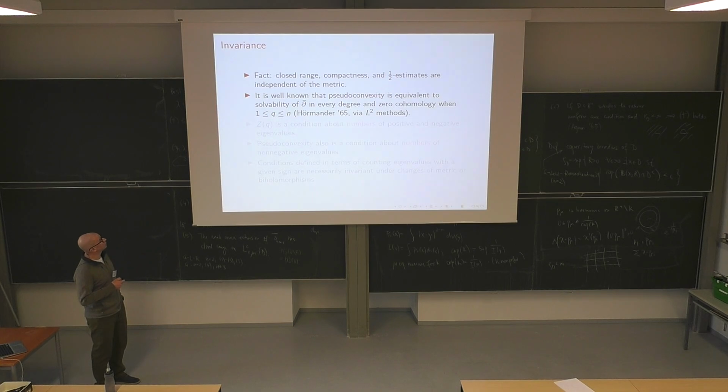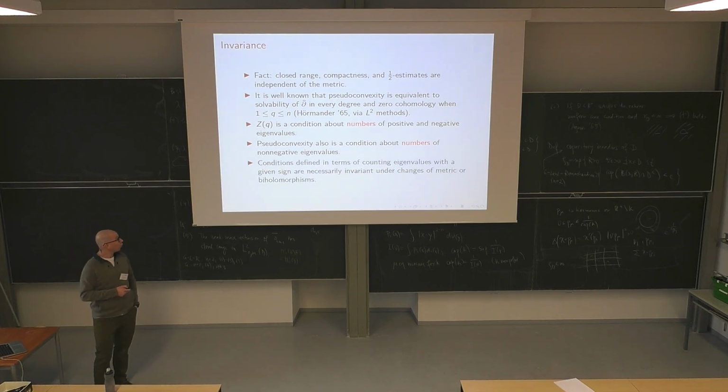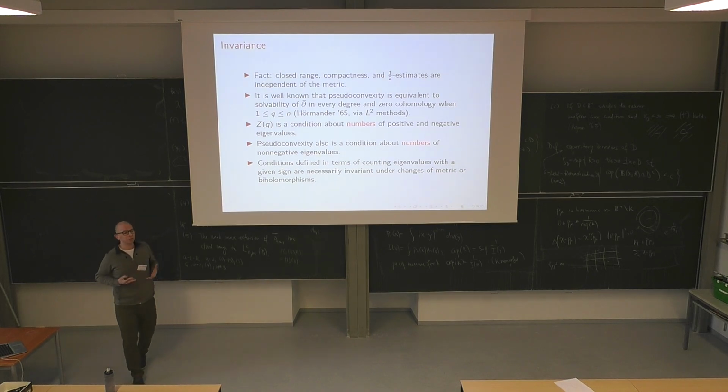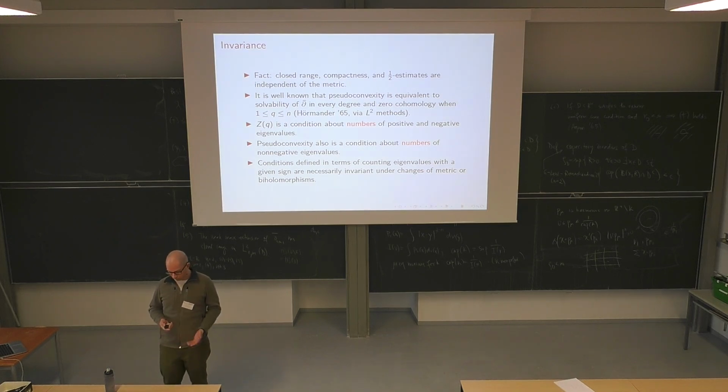Pseudoconvexity is equivalent to solvability of D-bar in every degree and zero cohomology when it makes sense. ZQ is a condition about the numbers of positive and negative eigenvalues. And in general, when you have conditions that are defined in terms of counting eigenvalues of a given sign, those properties will be independent under changes of metric or biholomorphisms. All right?